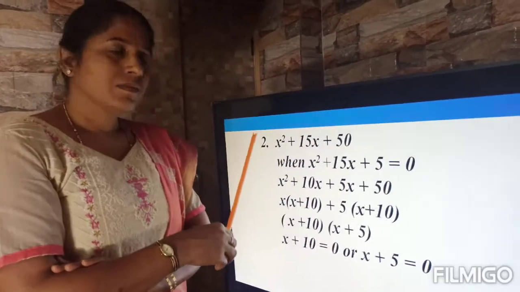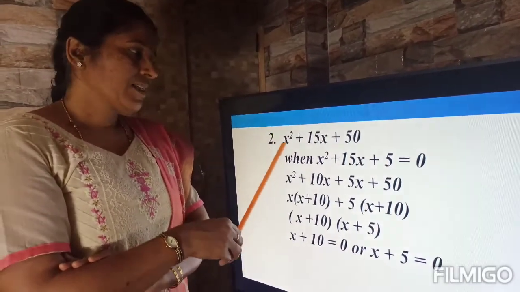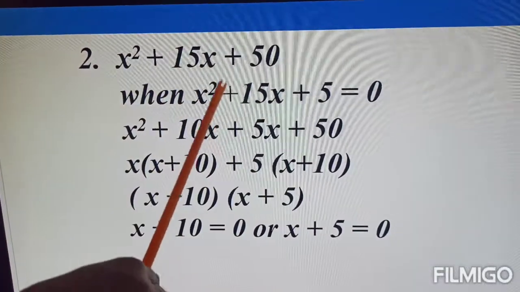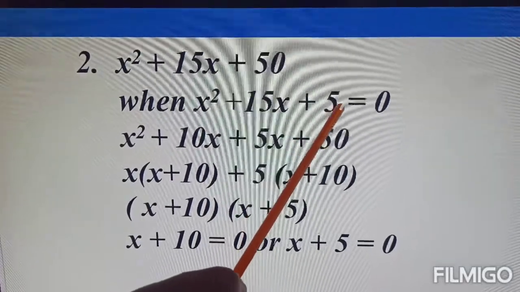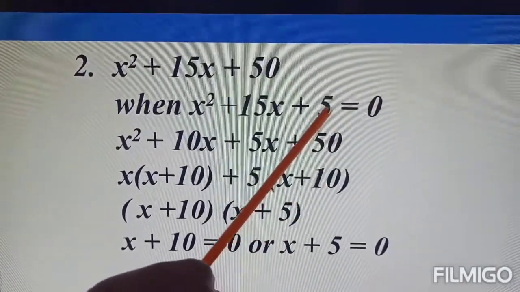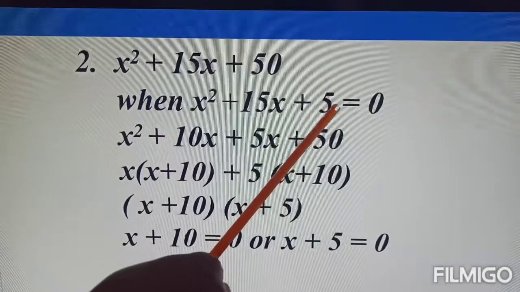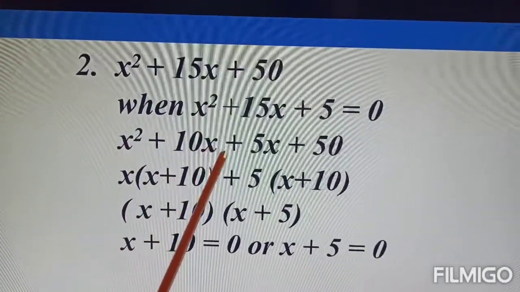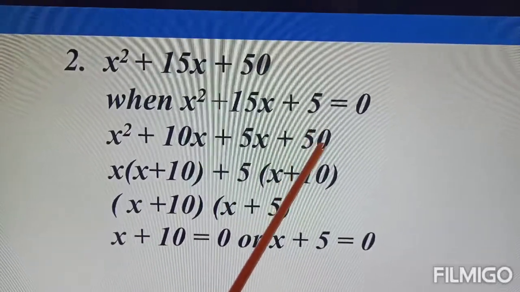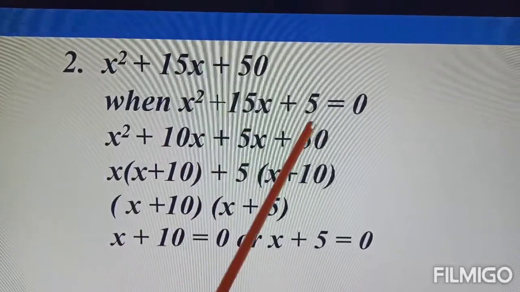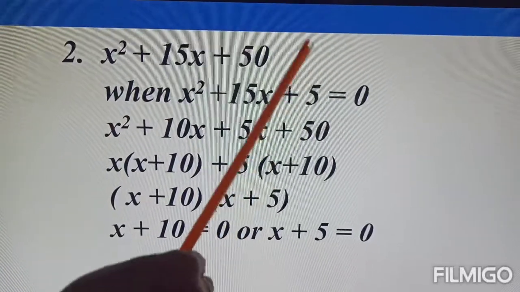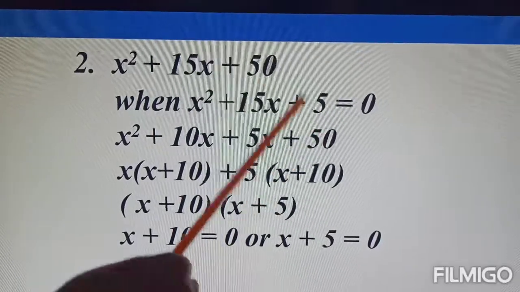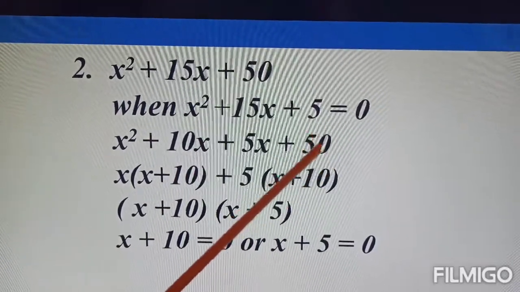Now we'll do the second sum. X square minus 15x plus 50. When x square minus 15x plus 50 is equal to 0. It is 50 only. Next, x square plus 10x plus 5x plus 50. These are the factors of 50. We have to take the factors of 50. The last value, the constant value is there, no? 50. This we have to factorize.